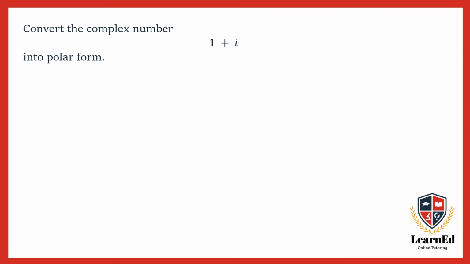In this video, we're going to learn how to convert this complex number 1 plus i into polar form. Right now, this complex number is written in rectangular form, which is where we write the real component plus the imaginary component multiplied by i. At the moment, our real component is equal to 1, and our imaginary component is also equal to 1 because it's 1 times i.